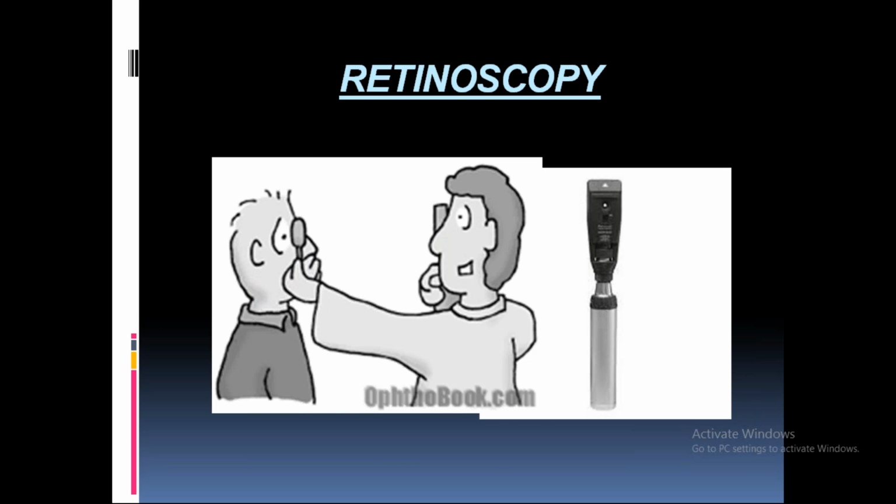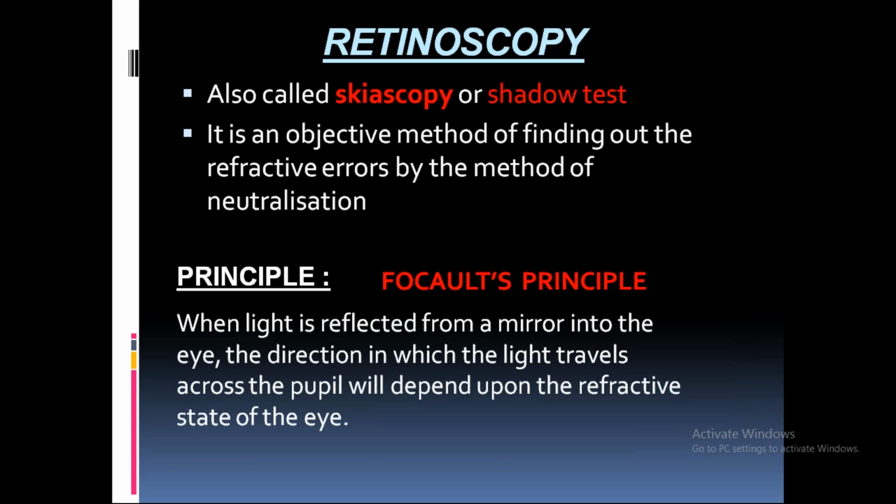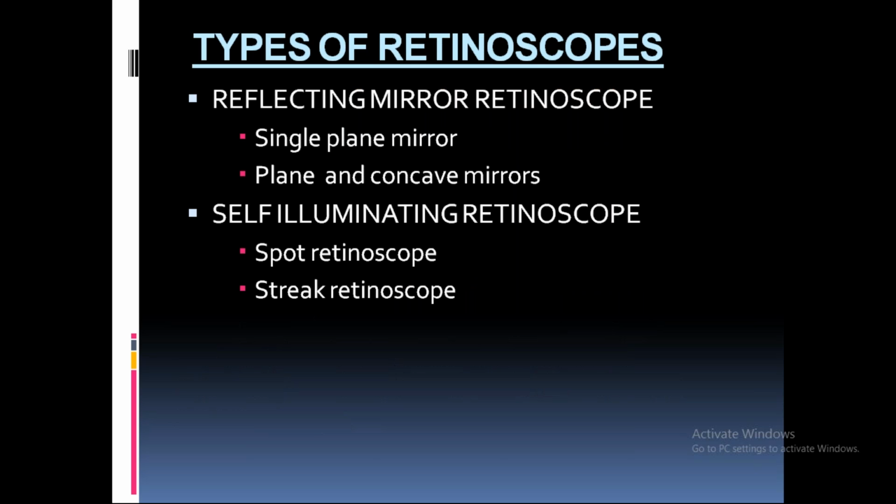This is another investigation, retinoscopy or skiascopy or shadow test. It is an objective method of finding out the refractive errors by the method of neutralization. Foucault's principle: when light is reflected from a mirror into the eye, the direction in which the light travels across the pupil will depend upon the refractive status of the eye. That is the principle of retinoscopy.